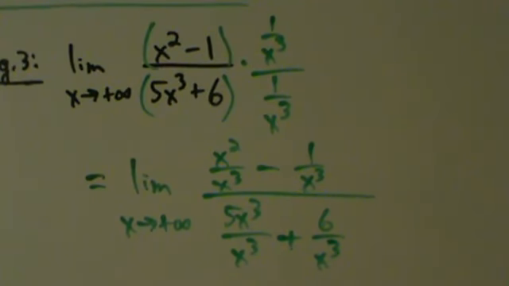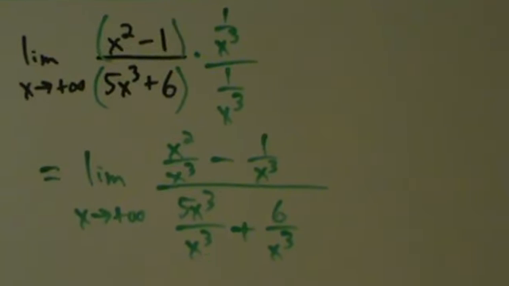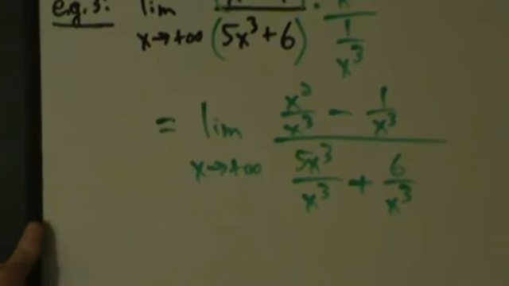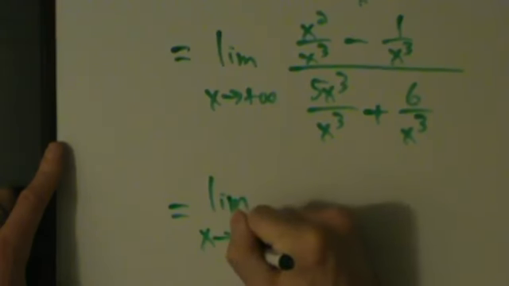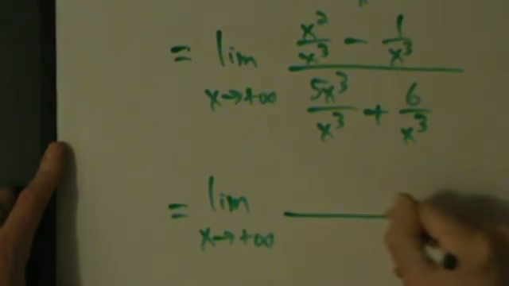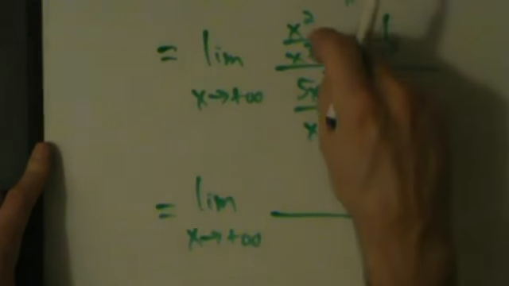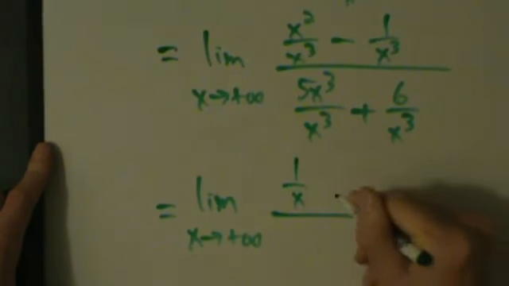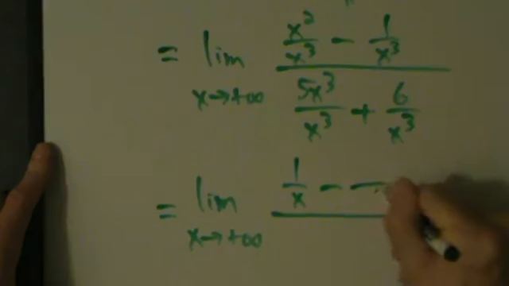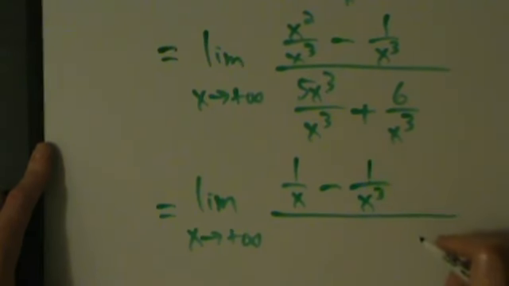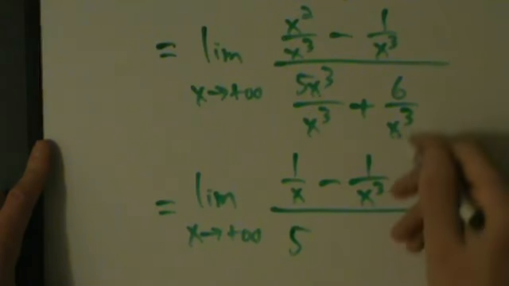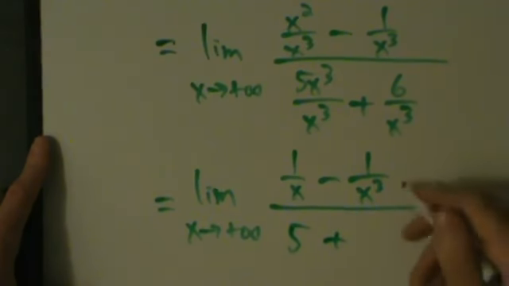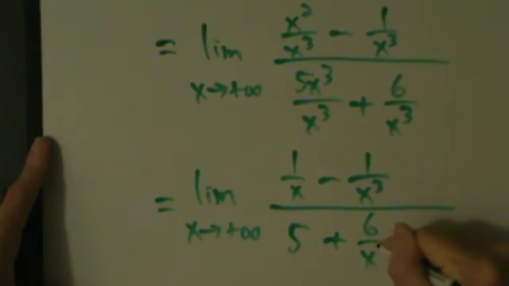Alright, so now we're going to take this and simplify it a little bit. So this is going to equal the limit as x goes to positive infinity of, how do we simplify this? x squared over x cubed, that's just 1 over x. Minus 1 over x cubed, can't really simplify that. 5x cubed over x cubed, that's just 5, right? And then plus 6 over x cubed, can't really simplify that.